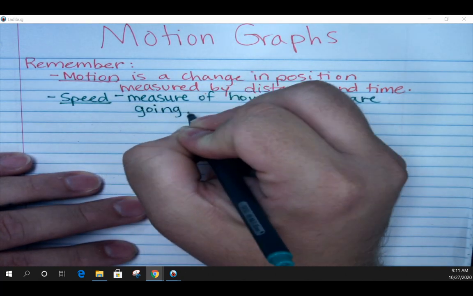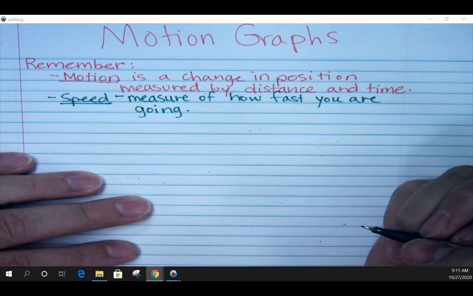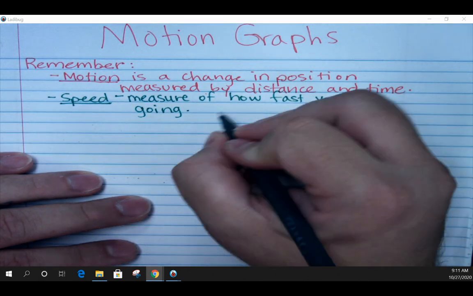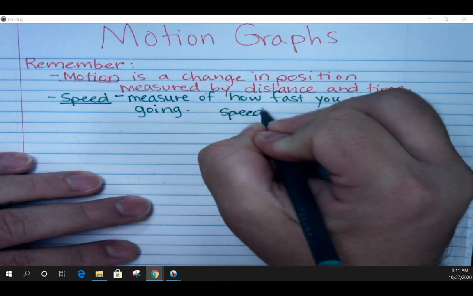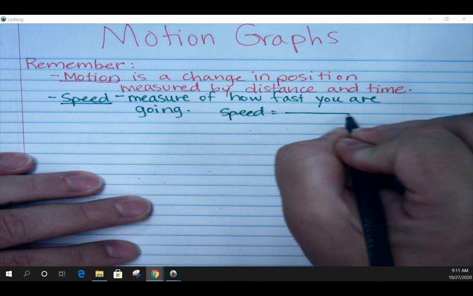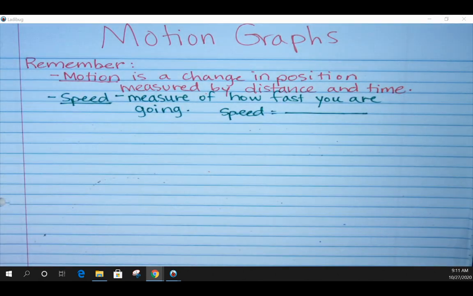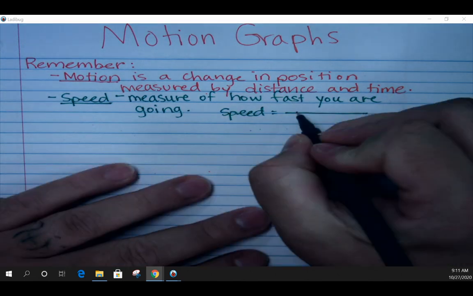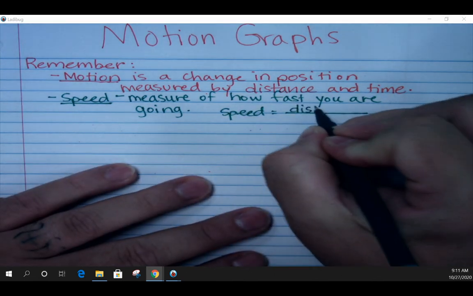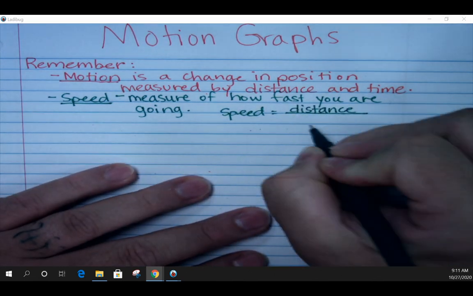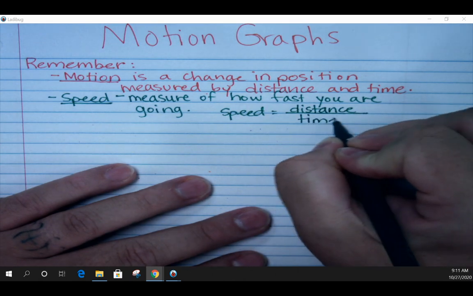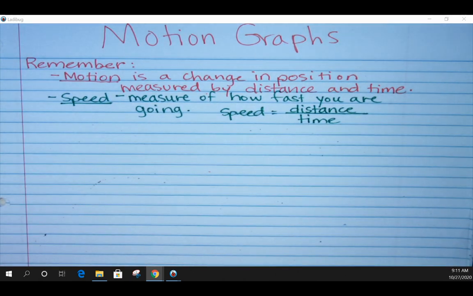And how do we calculate it? Speed equals. What does speed equal? Distance divided by time. Very good. Speed equals distance divided by time.